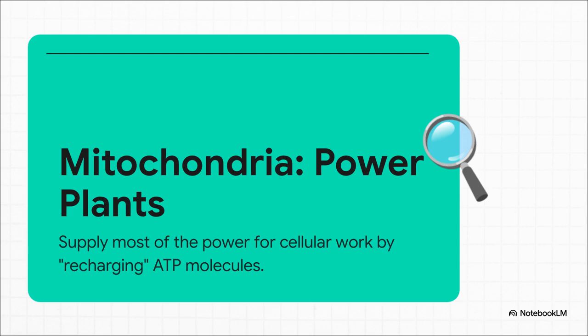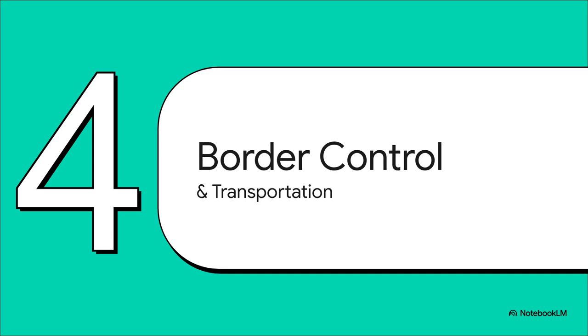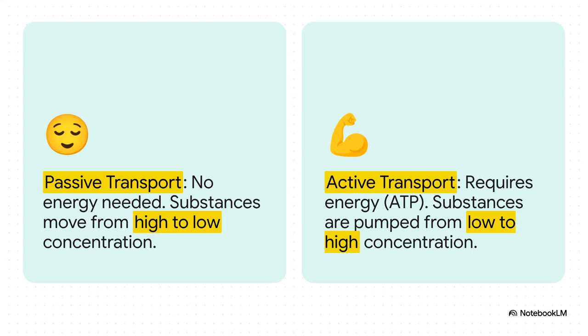That's the universal energy currency that fuels every single thing happening in our little metropolis. Okay, so a city that can't import supplies or export its goods is, well, a city that's going to fail. So how does our cell manage its border control and transportation? It turns out there are 2 main ways to get through the city gates.